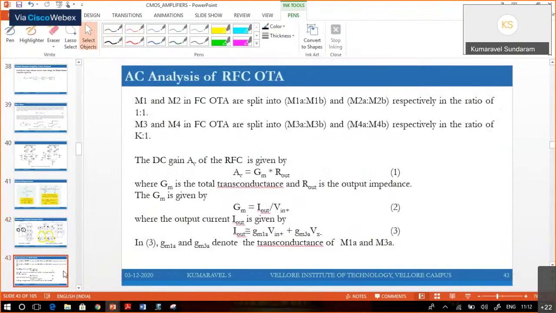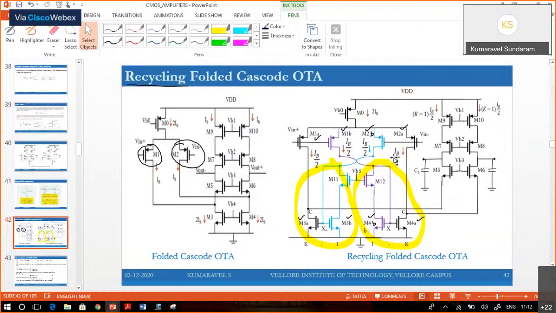Now the small signal analysis: M1 and M2 are split into M1A, M1B, M2A, M2B, similarly M3A, M3B, and M4A and M4B. Gain is given as GM times R out. GM is I out by Vin. So what will be the I out current now? I out will be GM1A and GM3A times, two currents, this current and this current. It will enter and go to I out.